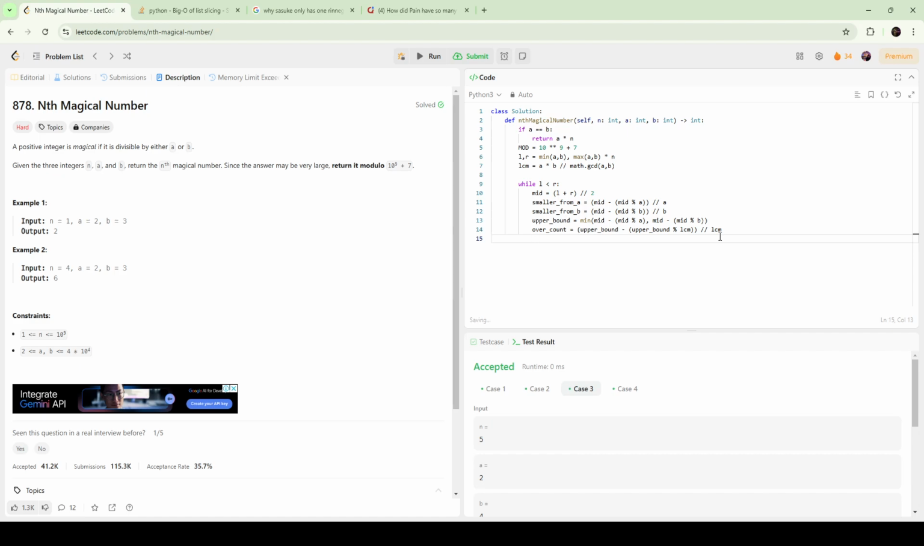And then if smaller from A plus smaller from B minus overcount is smaller than n, then we are going to set our left pointer to mid plus 1, else we are going to set our right pointer to mid, right? And then at the end we're just going to return L mod.